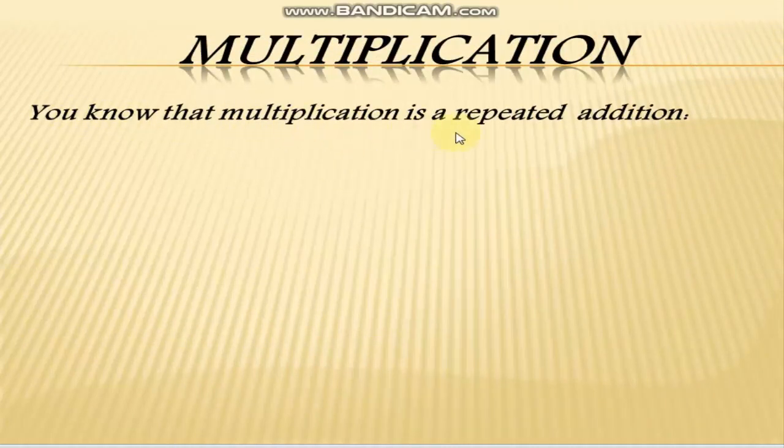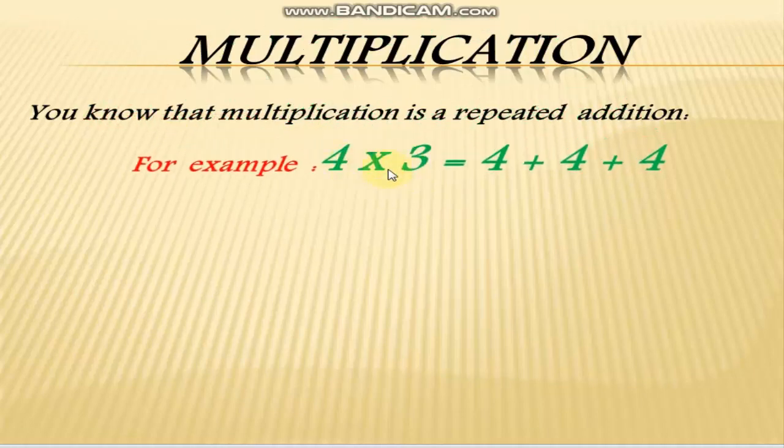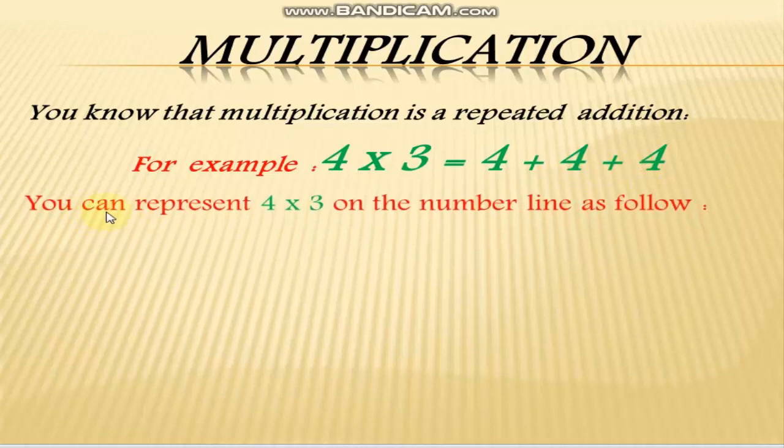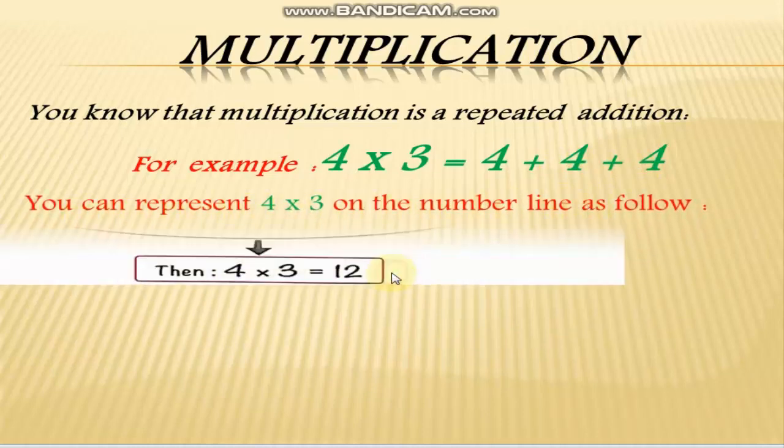You know that multiplication is repeated addition. For example, if we say 4 times 3, that means we'll repeat the number 4 three times. It's 4 plus 4 plus 4 equals 12. And you can represent 4 times 3 on the number line as follows.